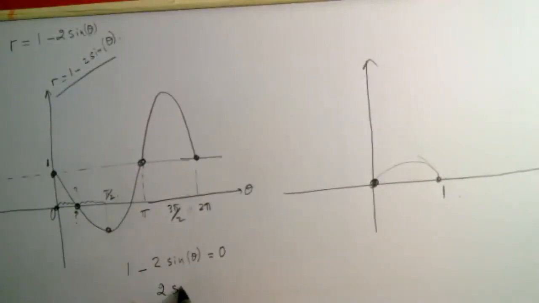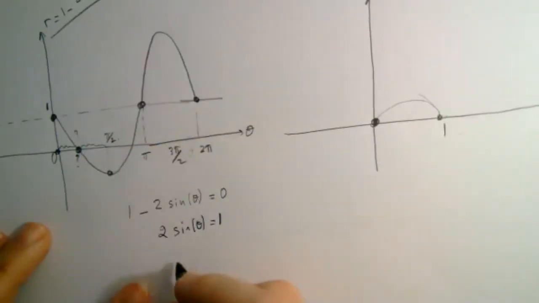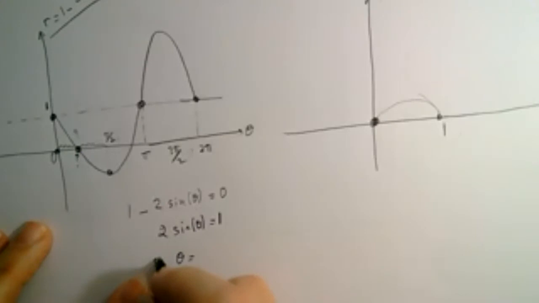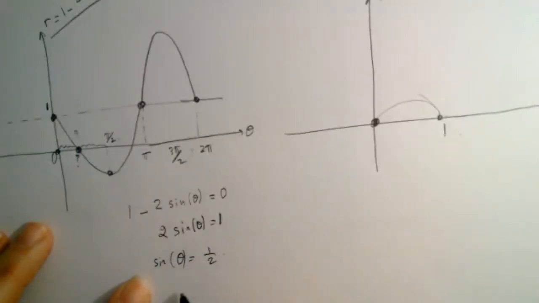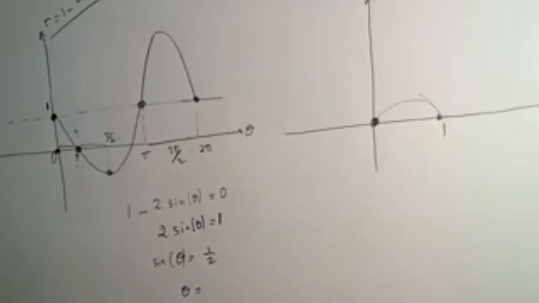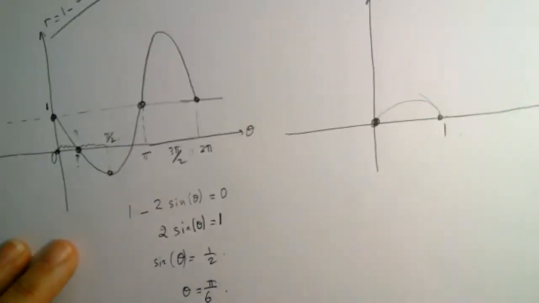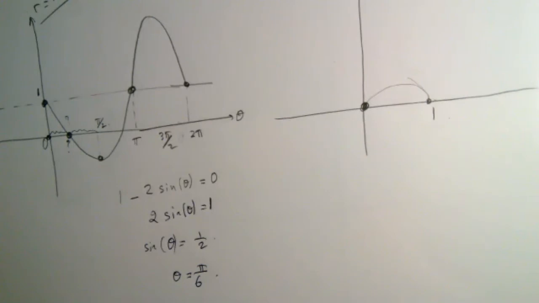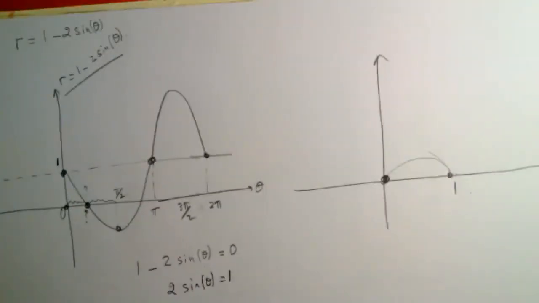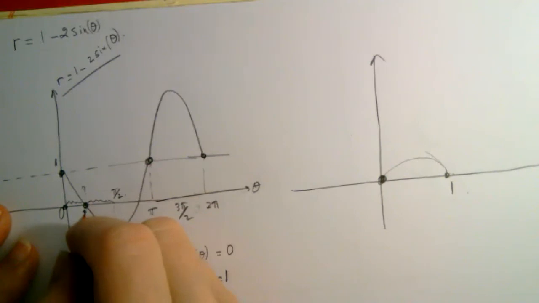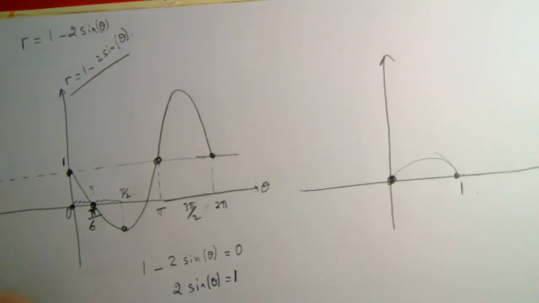So 2 sine theta equals 1, and I'm solving for theta. Sine theta is a half. We know it's between 0 and pi over 2, so theta is the arc sine of a half, the angle whose sine is a half, which is pi over 6. That's my theta. Which means this value, unknown to me before, is not unknown anymore. This is pi over 6.